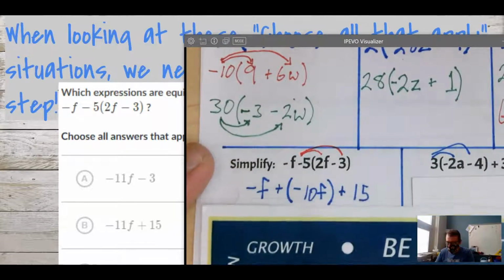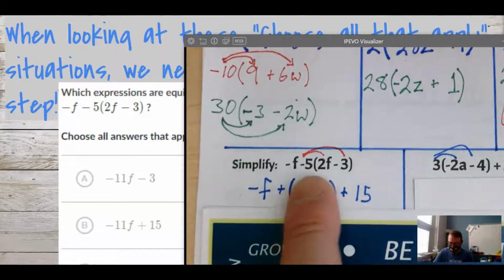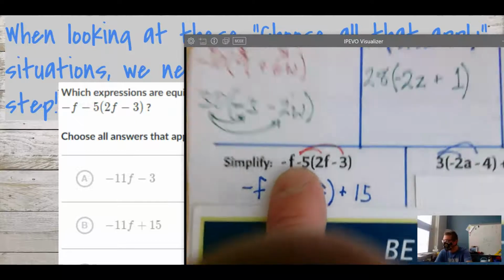When we do the multiplication, guys, today I'm not going to write out everything necessarily. But remember, what's happening here is negative 5 times 2f makes the negative 10f. Negative 5. Guys, notice, we're not multiplying with 5. We're multiplying with negative 5. This negative goes with that 5.